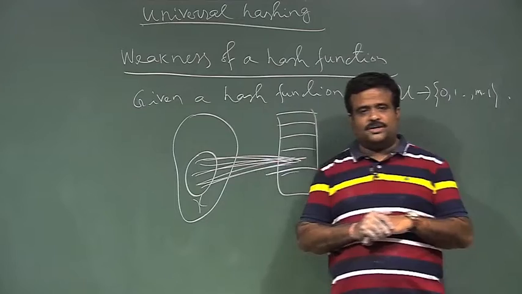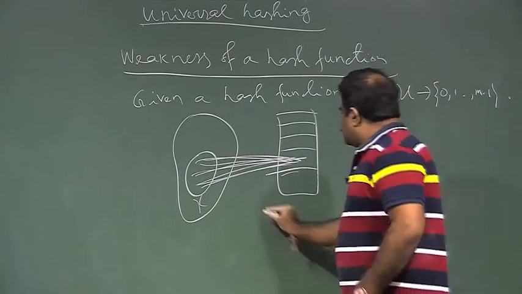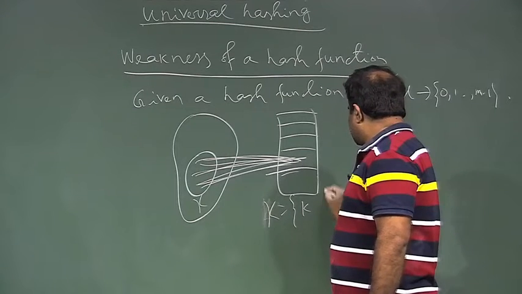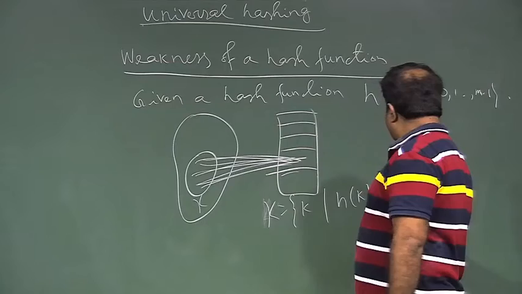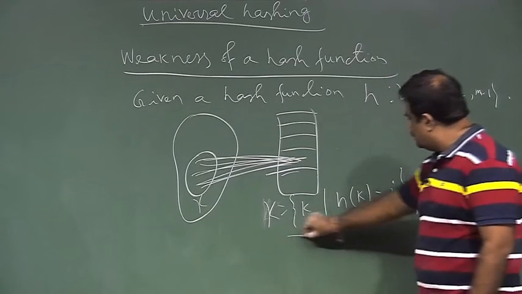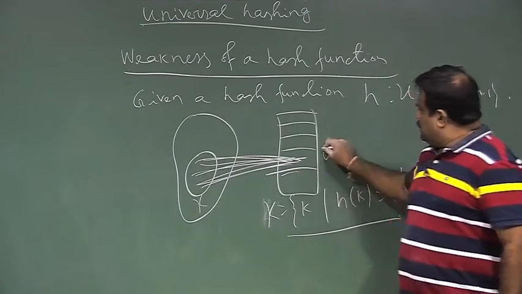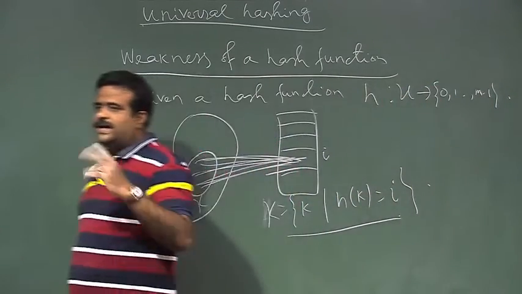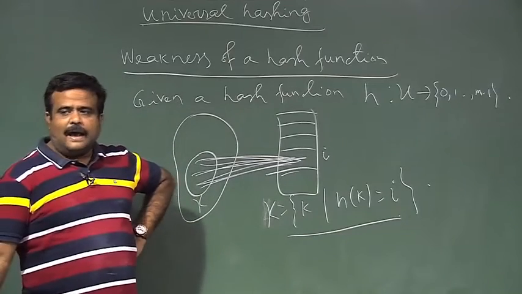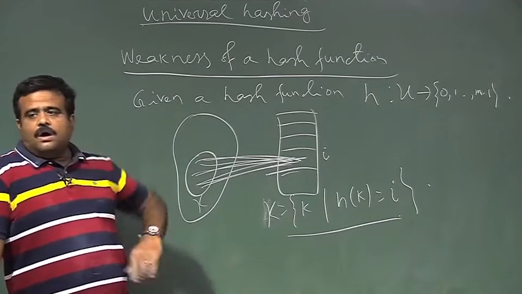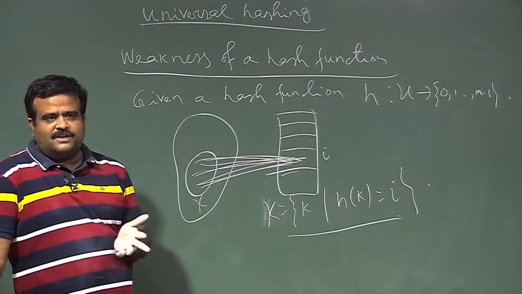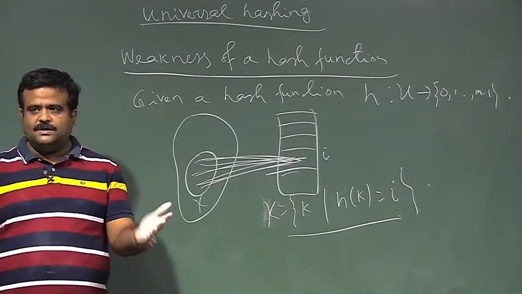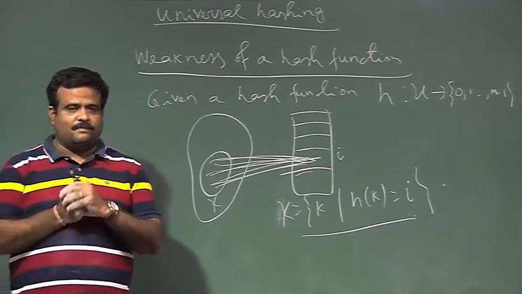To see this weakness, one can always construct an H such that H of k is always going to be a fixed slot. So, a huge number of collisions. Now, how can we avoid this scenario? How can our friend or adversary not come up with some input where my code is performing badly?